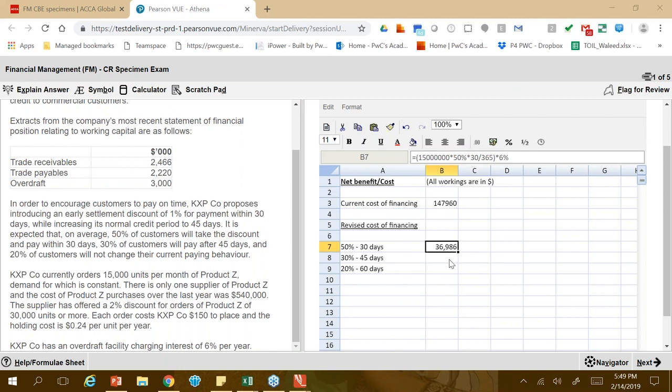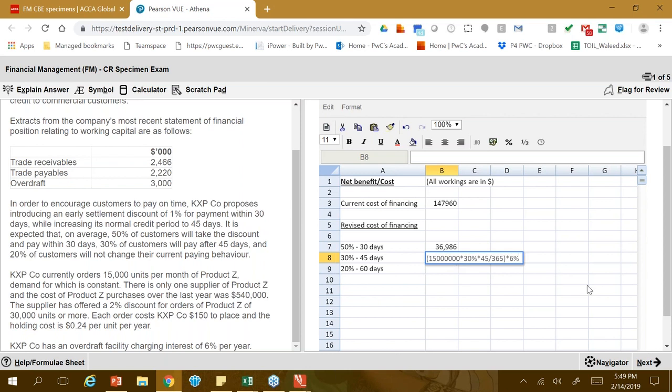Okay, let's do the same calculation for 45 days now. So I'll say equal to 15 million. How many percent customers will take? 30% customers will take. How many days? 45 over 365. And then into 6%. So the receivables balance for the customers who take 45 days, times the overdraft rate, gives us the cost of financing the receivables who take 45 days.